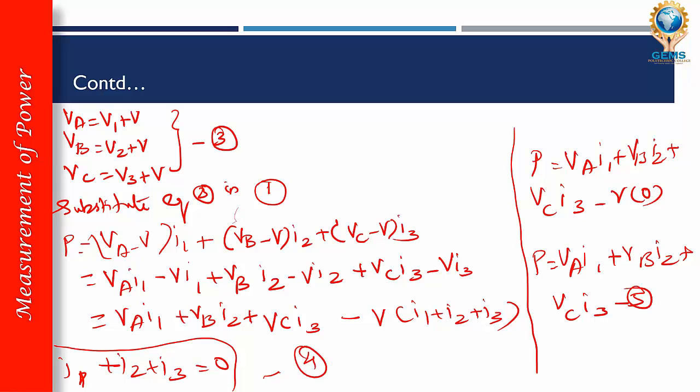Now when we compare equation 5 and equation 2, what does it mean? Both are the same, so P is equal to P dash. What conclusion do we get from this? The sum of the readings of the n wattmeters is equal to the total power consumed by the load. That is the conclusion we get after deriving this equation. This is how we find the total power consumed by the n wattmeters, which is equal to the total power consumed by the load.